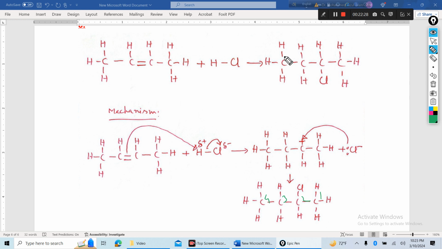These are the electrophilic addition reaction mechanisms of alkenes. All of these mechanisms are electrophilic addition reactions.